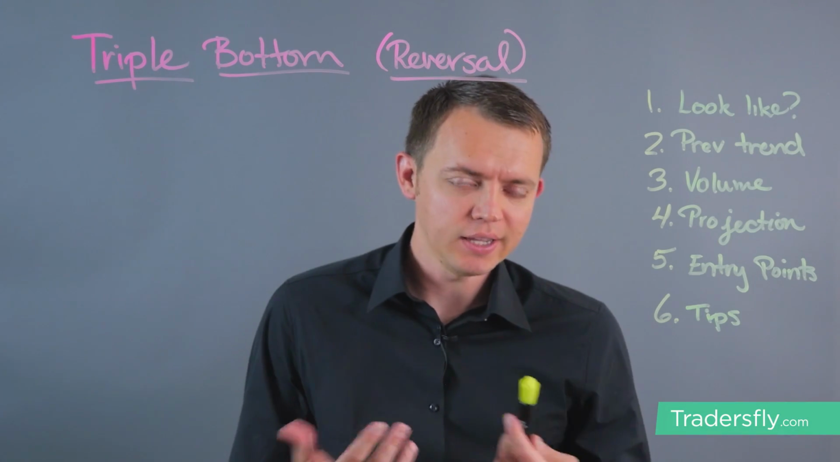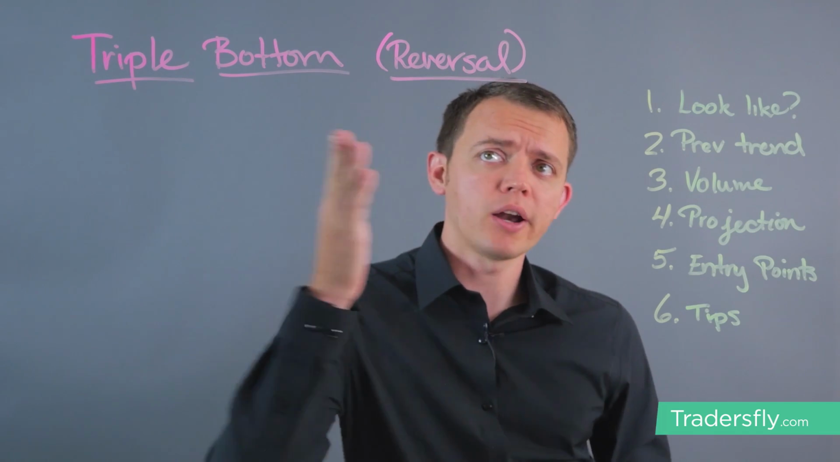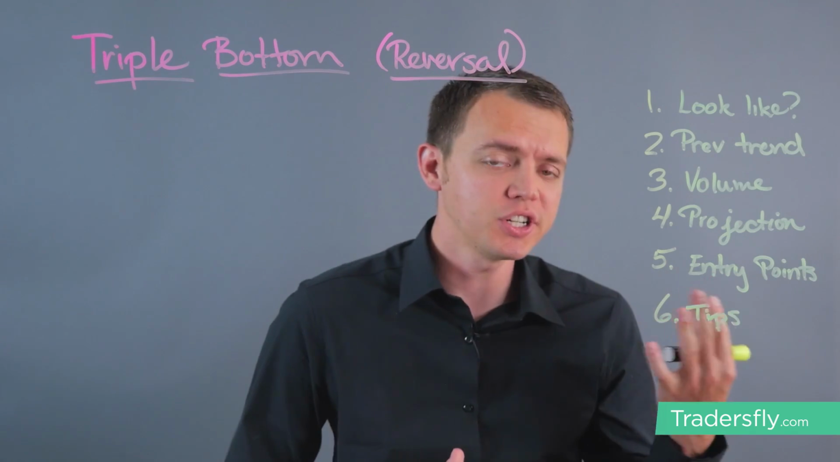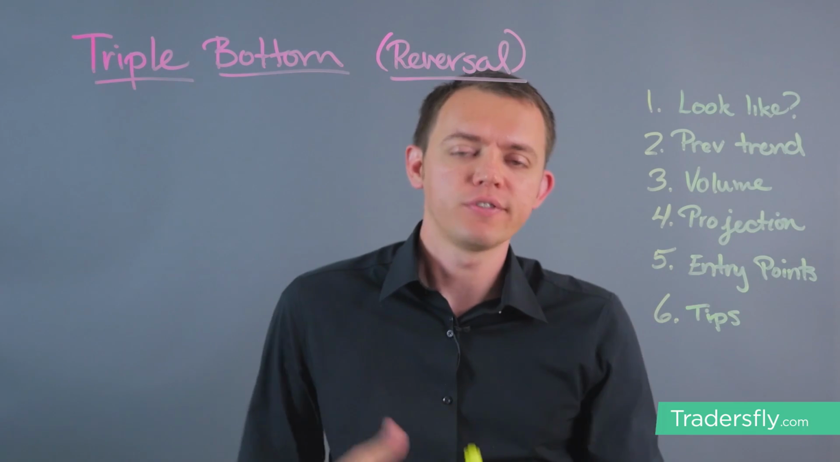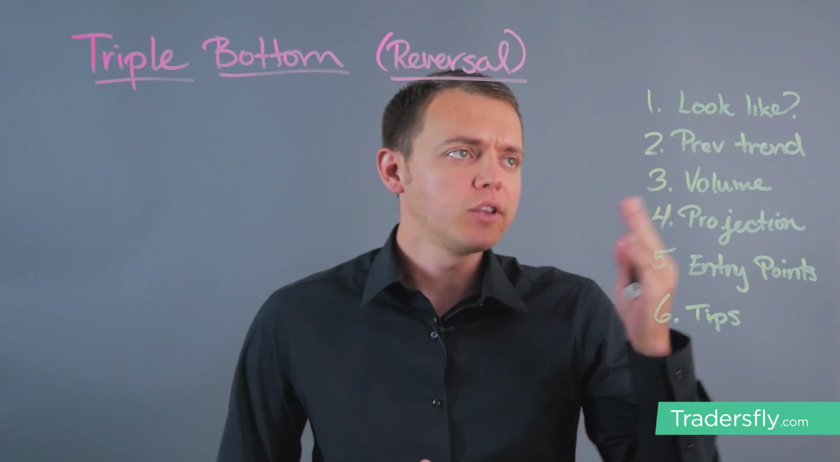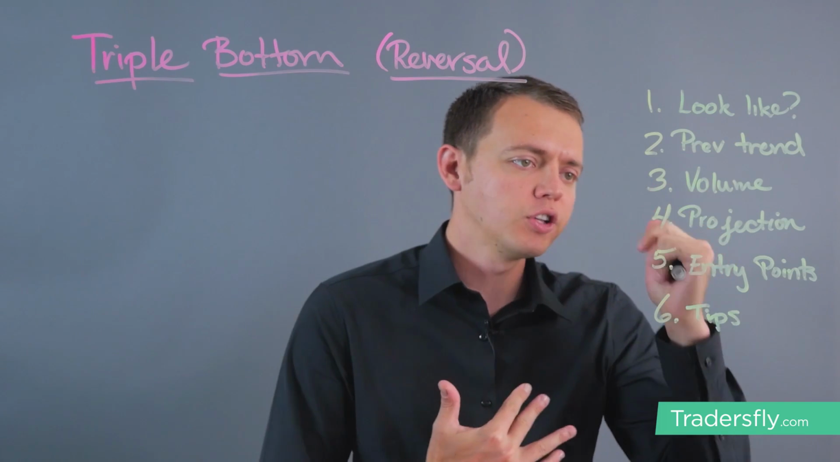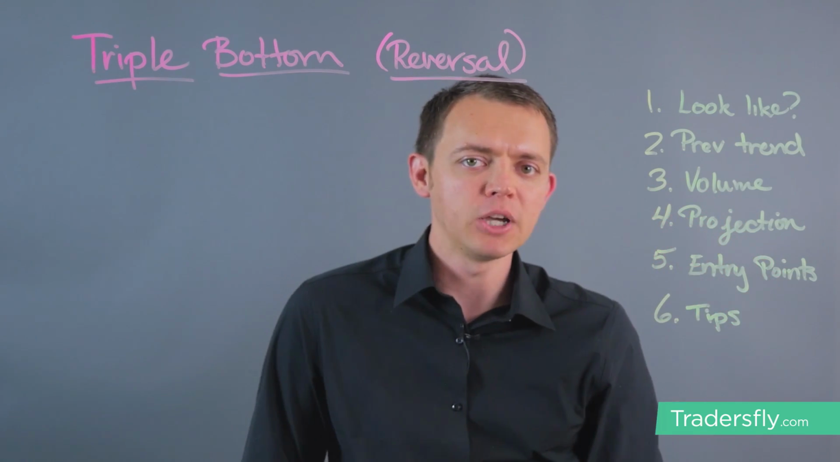Today we're going to go back into some basics of technical analysis. We're going to take a look at the triple bottom reversal pattern. So keep in mind, patterns can be continuation, where they continue the trend, or reverse the trend from where they're coming from. So we're going to look at 6 main things. What does it look like? Previous trend, volume, some projections, entry points, and some tips beyond the pattern.